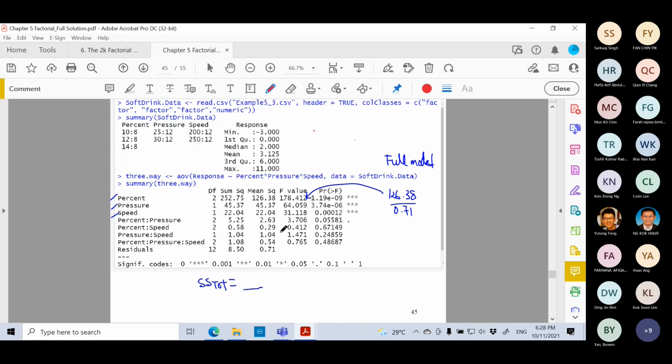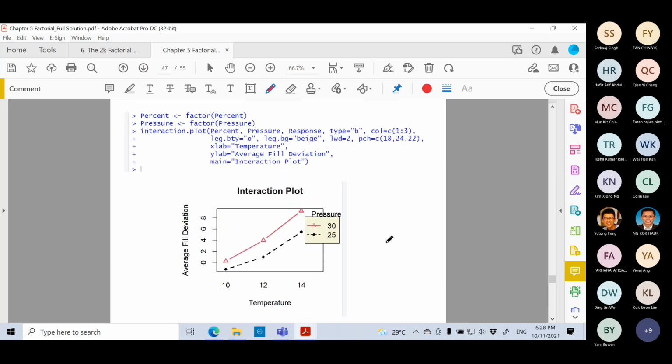Because the result here also shows that the interaction is not significant, it means that they are almost symmetric, I mean the lines will be parallel. So this is what we expected to get. If you vary the temperature, you have two different factor levels. As you can see, this one is for the pressure 30, and this one is for the pressure 25, for the average deviation. Both of them are parallel.